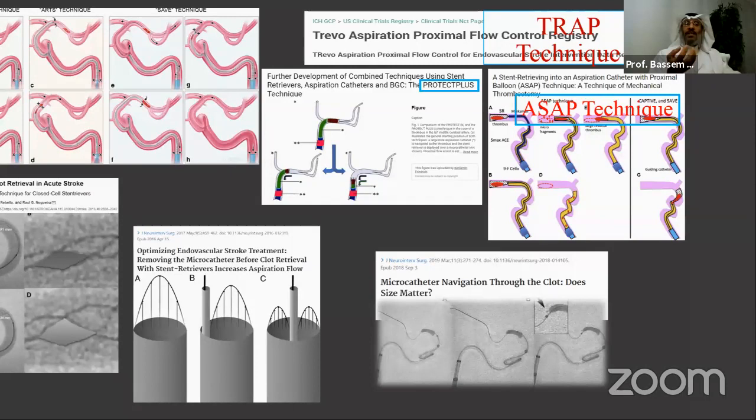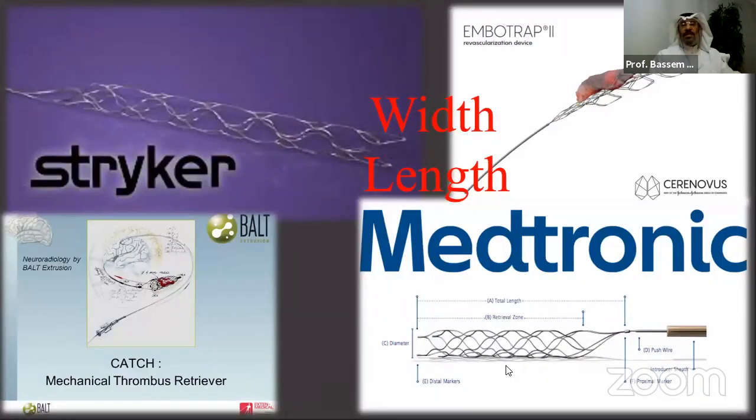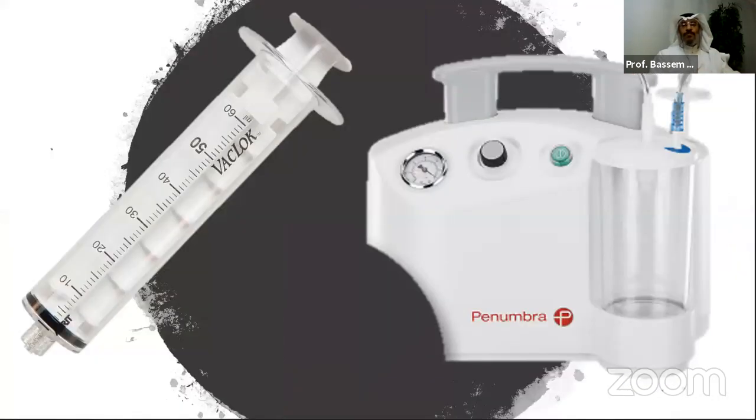The stents, likewise, started with the classic Solitaire. Now Solitaire X is in the market. We have the Trevo, the Embotrap, Catch, and so on. The main point for me is how long you want the stent and the width, depending on the place of the large vessel occlusion.